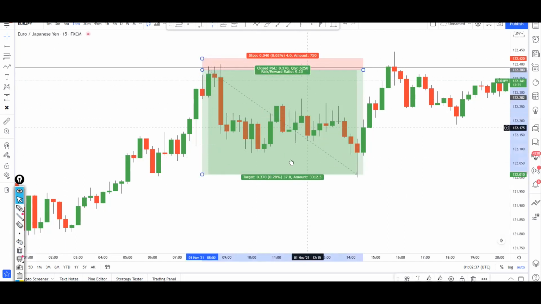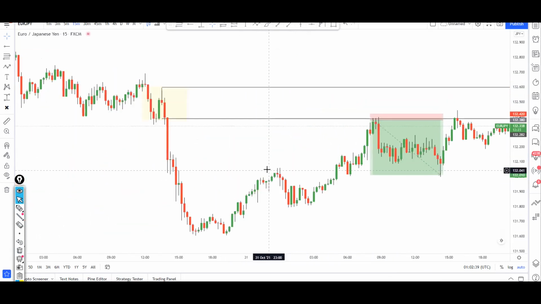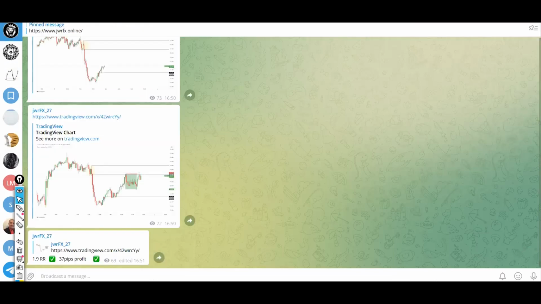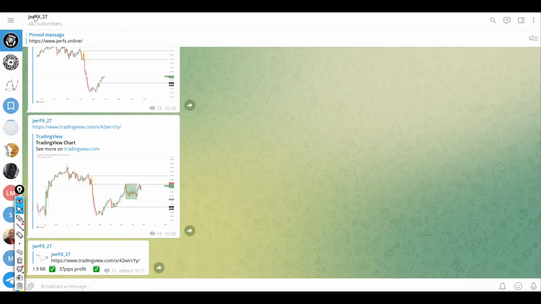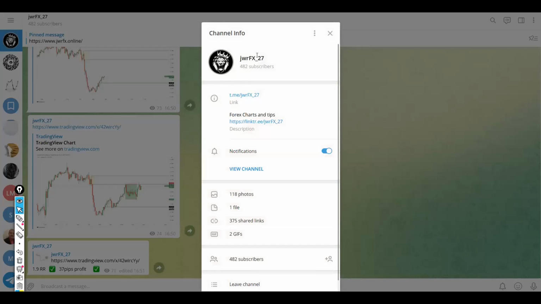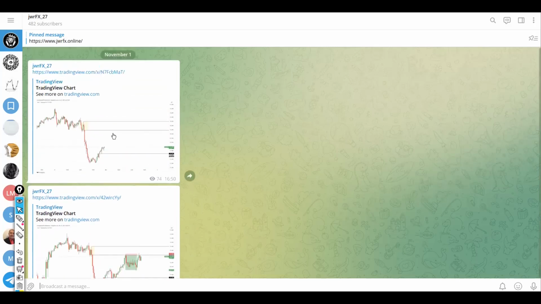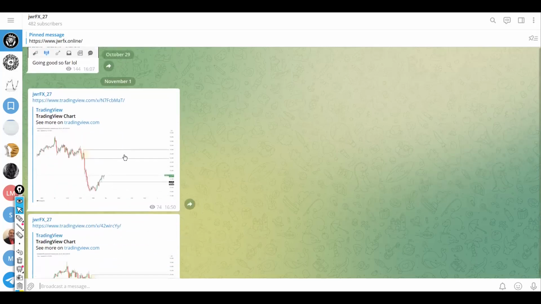129 R2R and 37 pips, which is amazing, absolutely amazing. You guys saw even the before and after picture on my public Telegram group, GWRFX_27. You guys can see, I always post stuff on there.